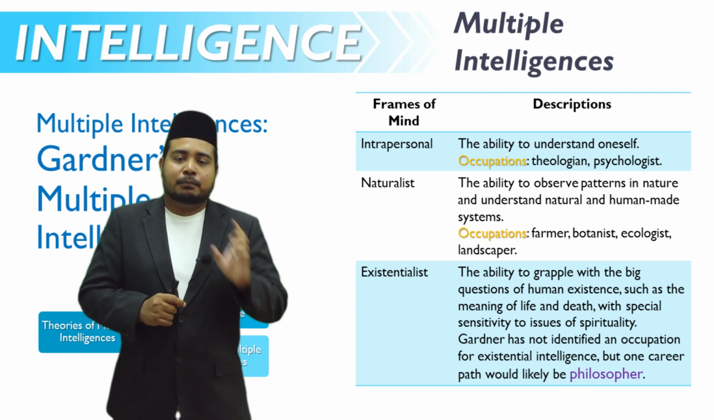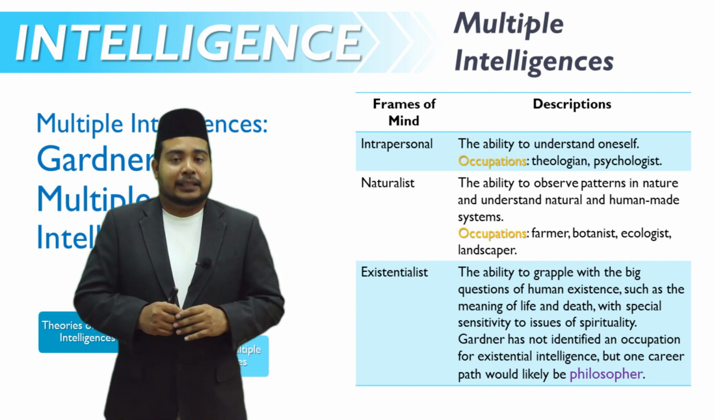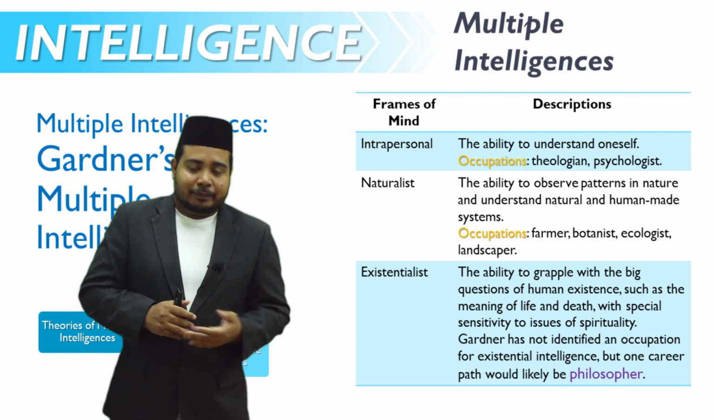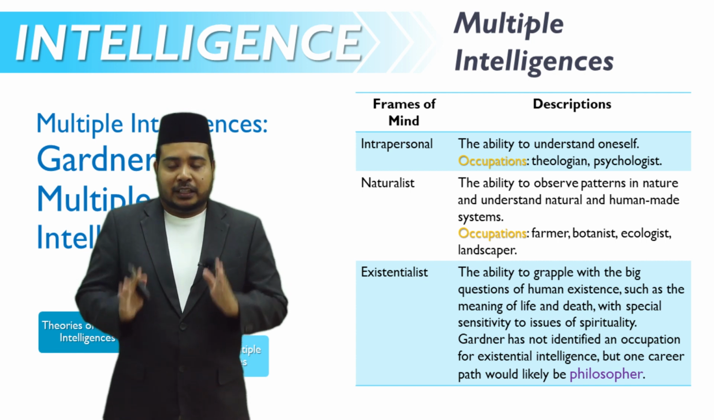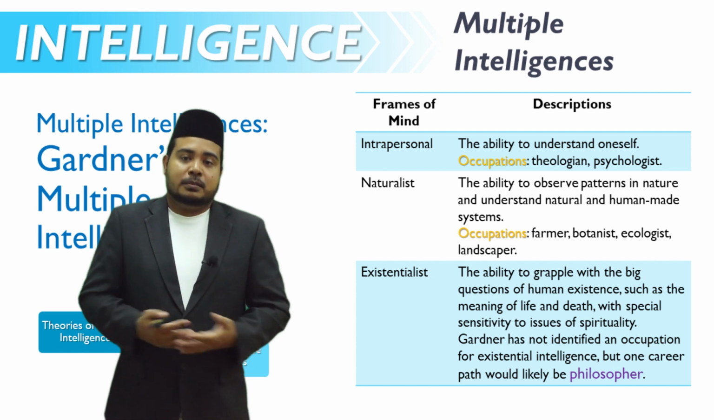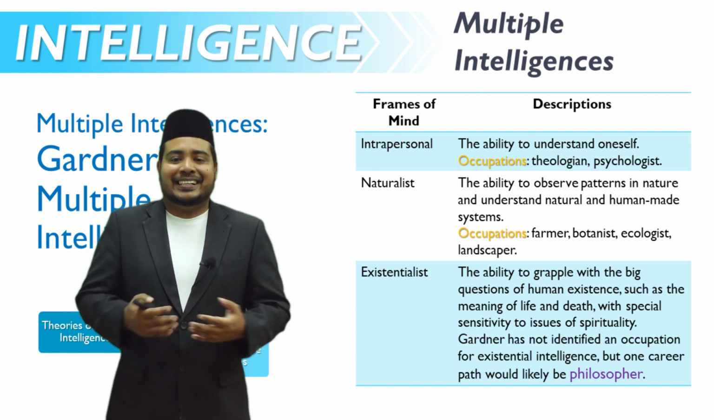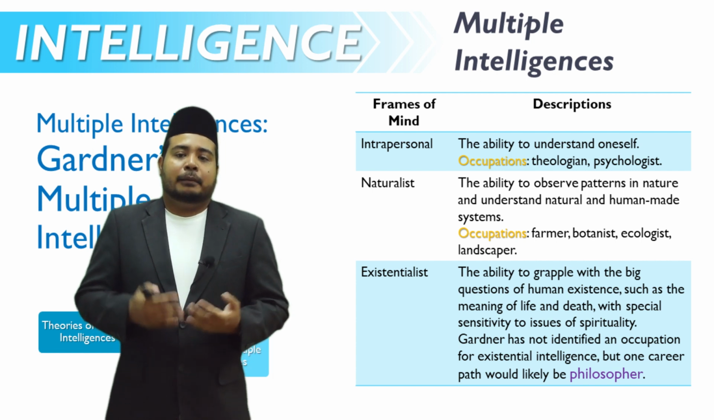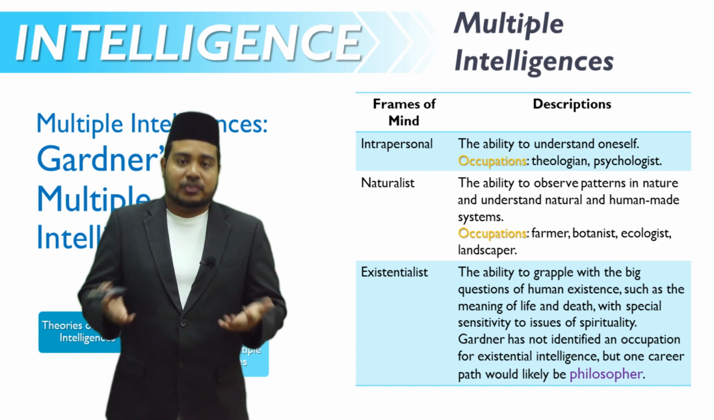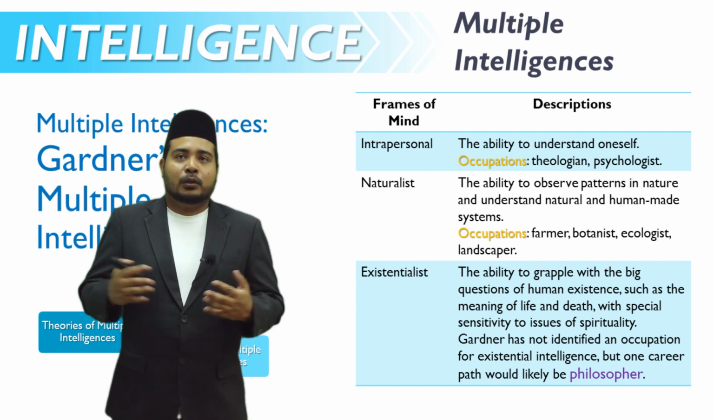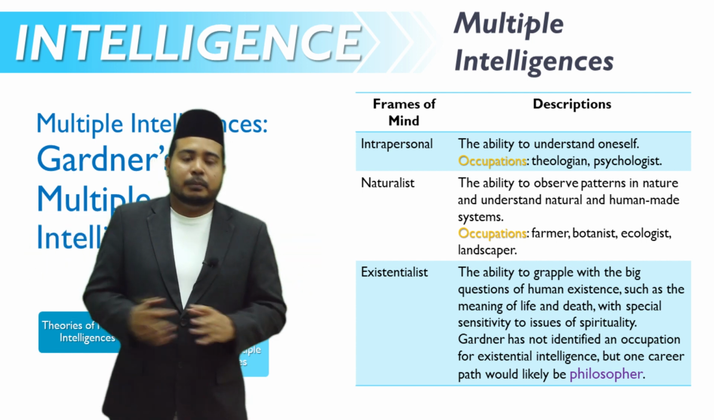Previously, when I learned about multiple intelligence, there were only 8 types, but now it has become 9. It shows that there is a new development in this theory. Even Gardner himself has not identified an occupation for existential intelligence, but one likely career path would be a philosopher, because these are the people who can grasp the big questions about the world, the meaning of existence, and so on.